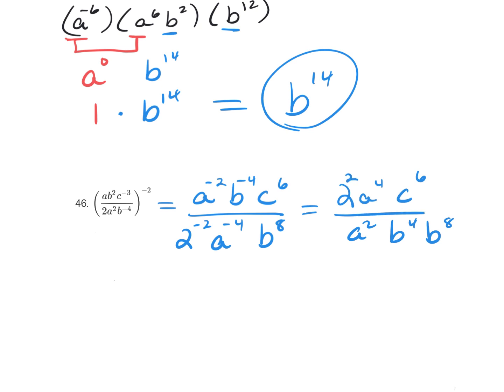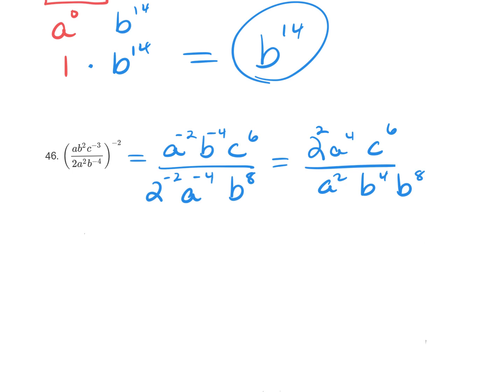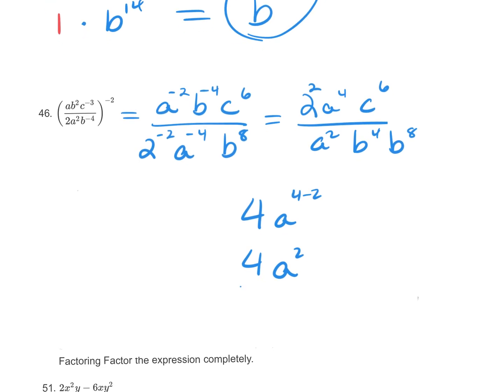Now this is still a 2 squared. Now you could have also subtracted the exponents. It really doesn't matter. So 2 squared is going to give me 4. Then for the a's, I'm going to subtract them, 4 minus 2. So then that's going to give me a squared. Then for the c, it's just going to stay in the top. And then the b's, they're going to stay in the bottom. I'm just going to add them. And you're done. So 4a squared, c to the 6, b to the 12.